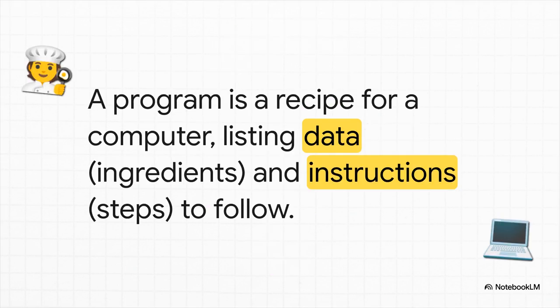And this is where it all clicks into place. A program is really just a recipe written for a computer. Seriously, it lists out all the ingredients, which we call data, and then it gives step-by-step instructions on exactly what to do with them. If your recipe is clear and correct, you get a perfect result. If not, well, you get a total mess.